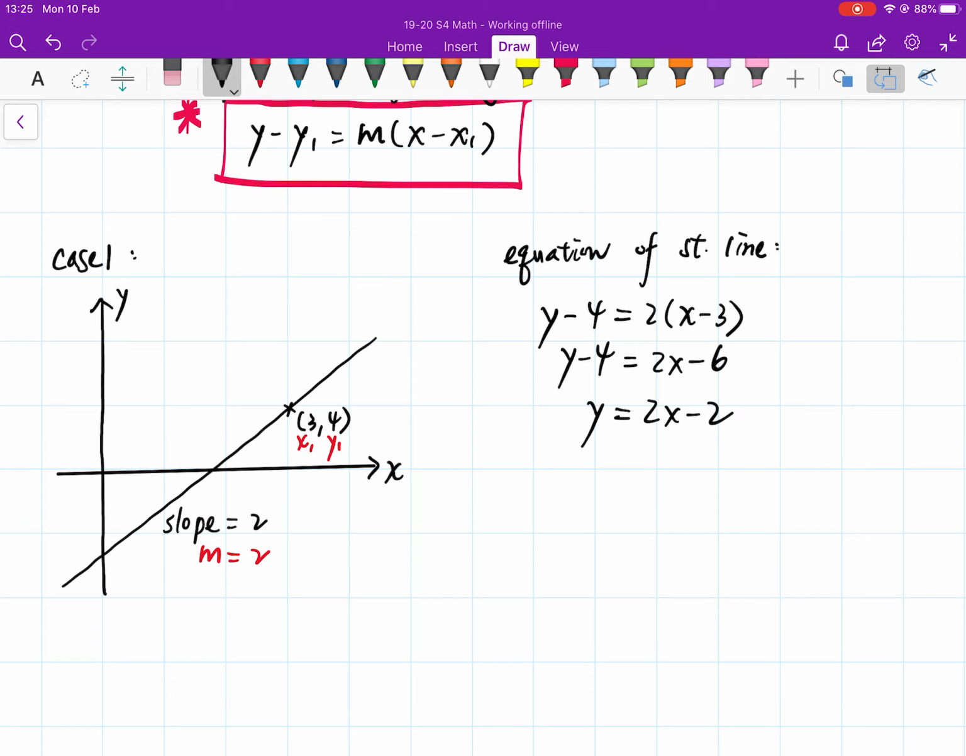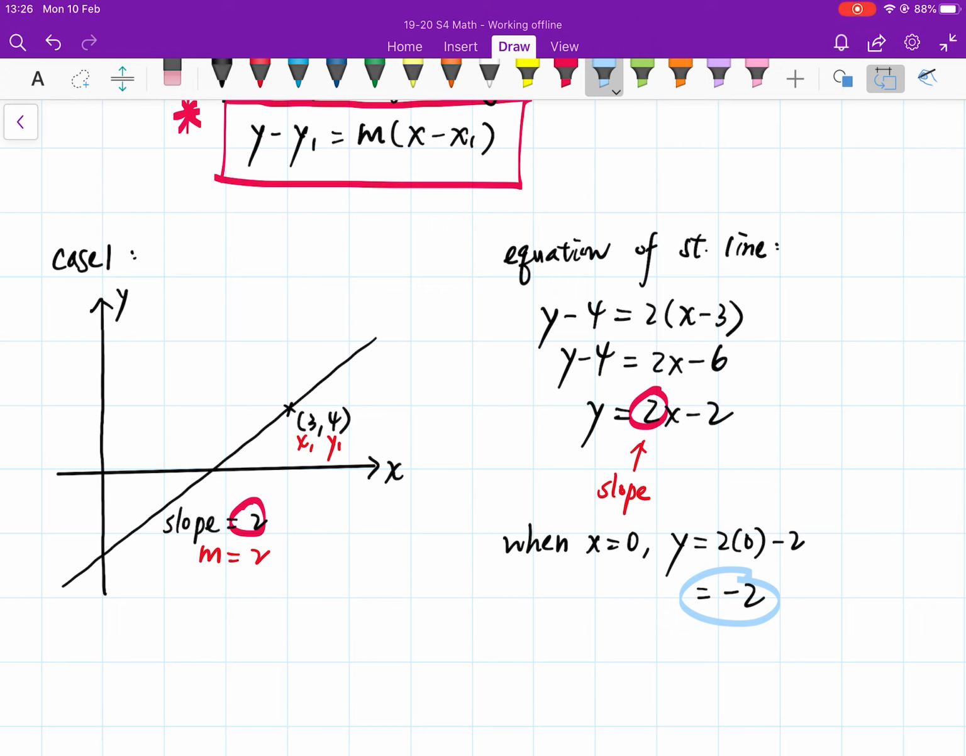Okay, this is the knowledge that we have learned yesterday, but what more information can we get from this equation? First, we know that this 2 is the same as the slope of the equation. That means the coefficient in front of x will represent the slope of the straight line. What's more, if we substitute x is equal to 0 into the equation, we can calculate a value of y. 2 times 0 minus 2 becomes negative 2.